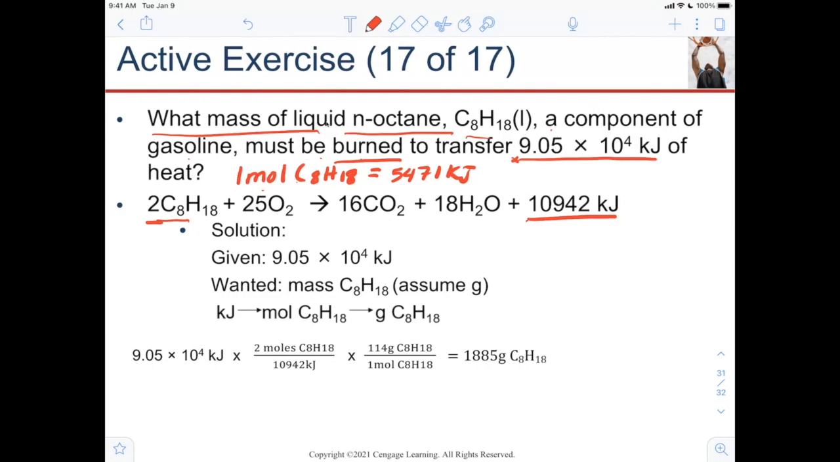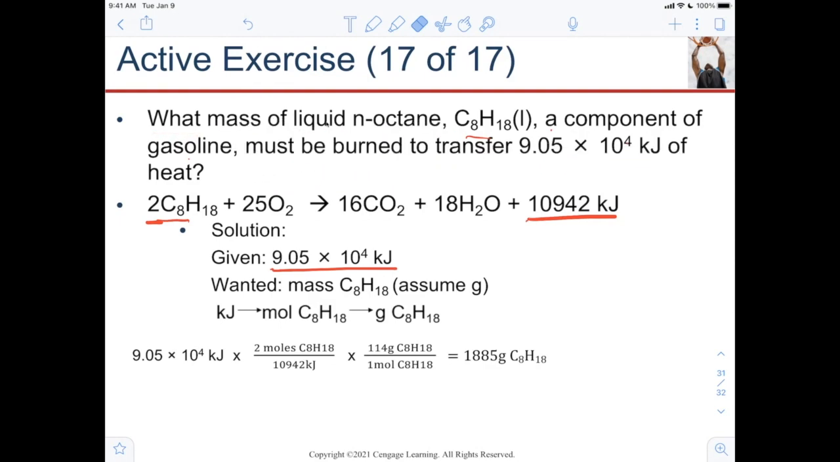So now this is technically my given. This is my given number here, 9.05 times 10 to the power 4 kilojoules. So I have my balanced equation, and this is my given number. So, okay, let's go back to stoichiometry, right? Let me move this out of the way.